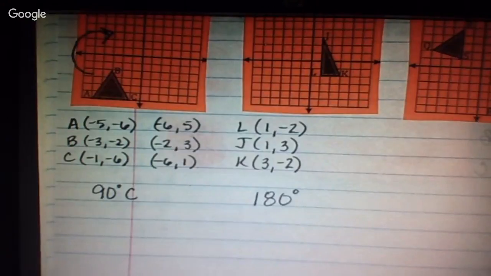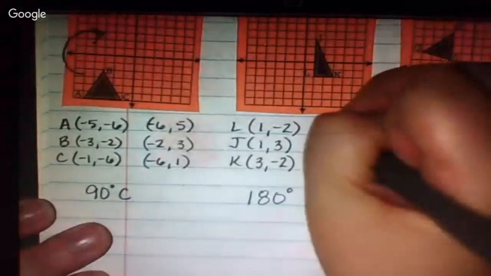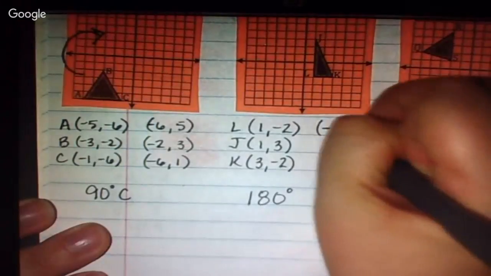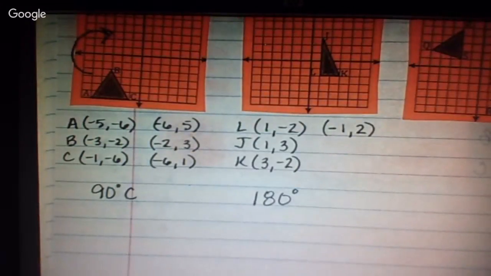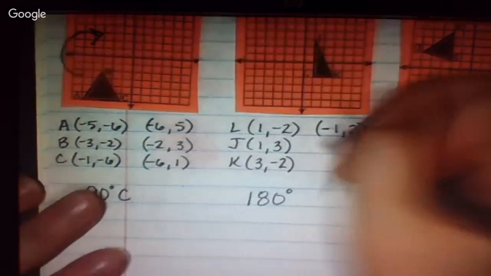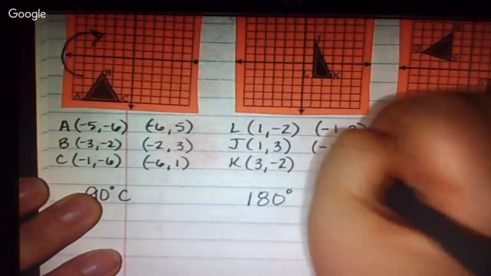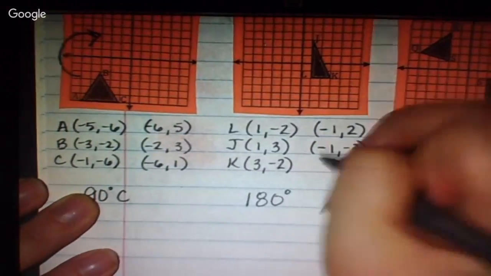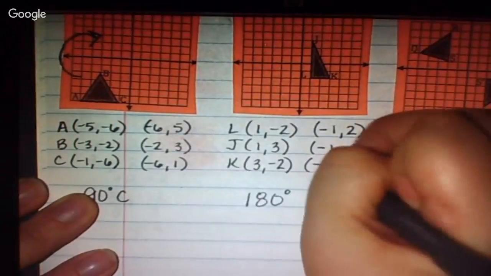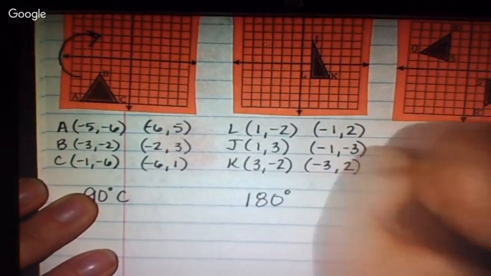180 degrees. So nothing else changes but the sign of both points. What that means is 1, -2 is going to become -1, +2. Positive, positive becomes negative, negative. And positive, negative becomes negative, positive.